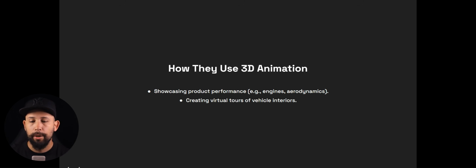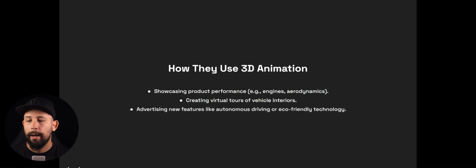Then creating virtual tours for vehicle interiors. With 3D, you can also create, in Unreal and some other platforms, interactive applications where you can change the color or change things inside the vehicle. So that's interactive in real time. That is a super great niche also. Advertising new features like autonomous driving or eco-friendly technology, right? It's almost like advertising for auto parts.